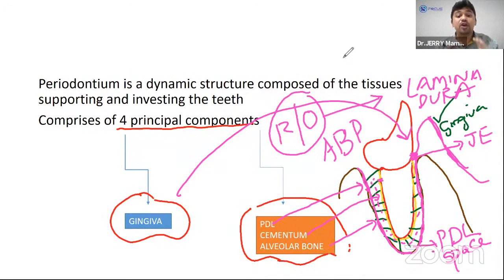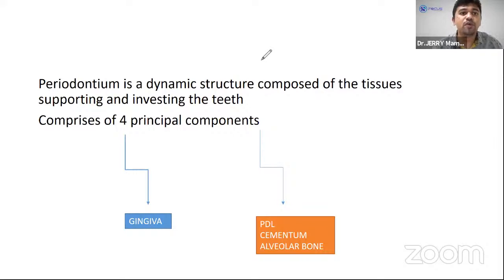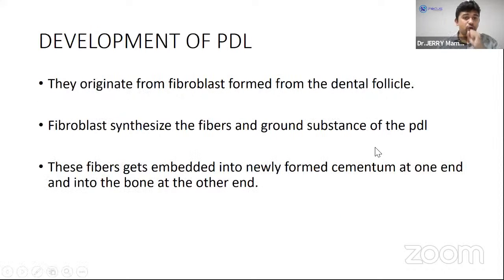Today we are going to see the principal fibers of the periodontal ligament. That is what we are going to see today. So we'll move on to the next slide for that. Before we talk about principal fibers, we'll just know from where it is developing, because that's a very common question. It is common to perio, dental histology, anatomy, everywhere it keeps coming.